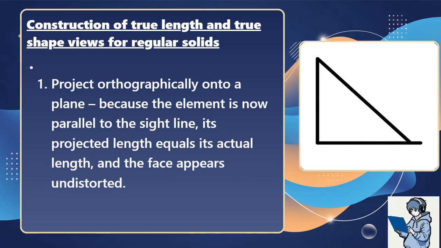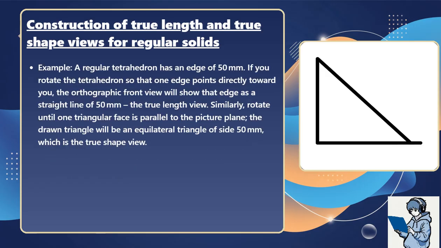3. Project orthographically onto a plane because the element is now parallel to the sight line. Its projected length equals its actual length, and the face appears undistorted. Example: a regular tetrahedron has an edge of 50 millimeters. If you rotate the tetrahedron so that one edge points directly toward you, the orthographic front view will show that edge as a straight line of 50 millimeters, the true length view.